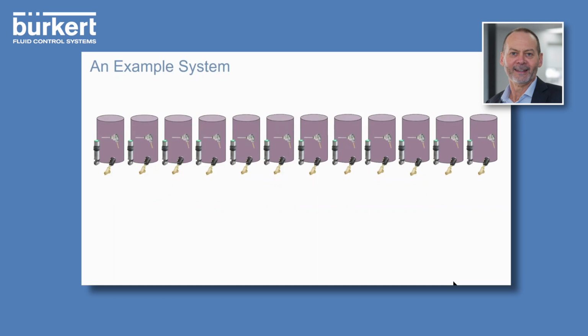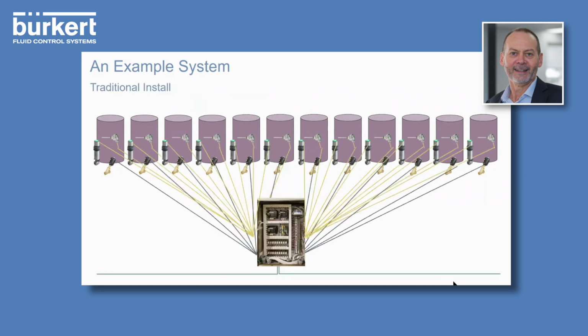In this system, I've got just 12 tanks, and I've got on each tank an RTD sensor, a brine valve, and a product valve. In this case, a butterfly valve with feedbacks because they want to do pump safety, etc. So how would we wire that in the traditional way?